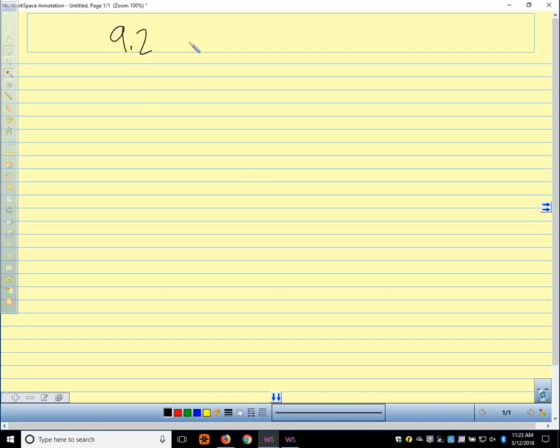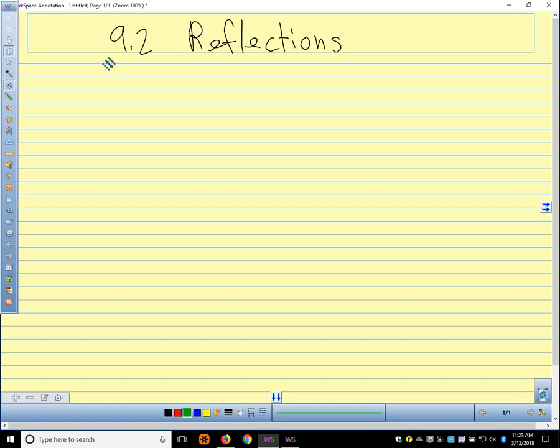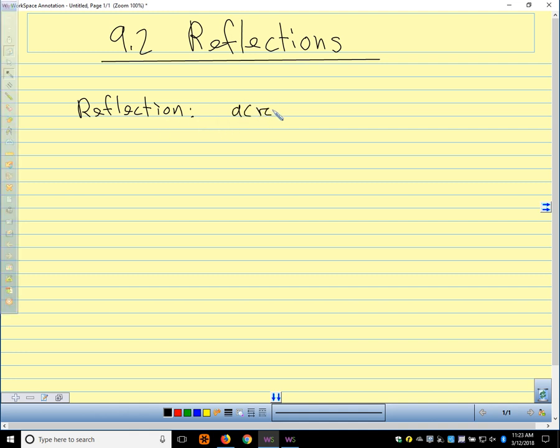So 9.2. A reflection, the way we're going to describe reflections with math. The first thing we need for a reflection is a mirror. So we're going to reflect across a line. So we call it line M.